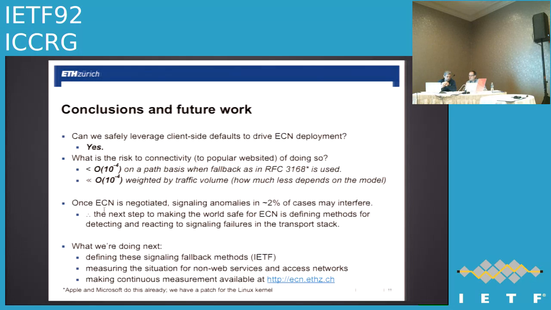We have a master's student working on this right now who just 15 minutes ago showed me that he'd gotten the code running for the first time, so I'm optimistic about that. And then we want to take that and make that continuous measurement available at ecn.ethz.ch. So with that, other questions?